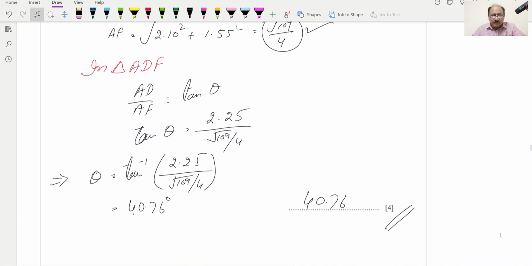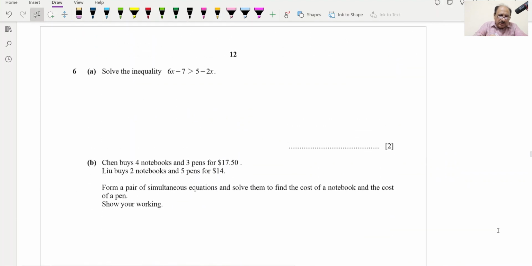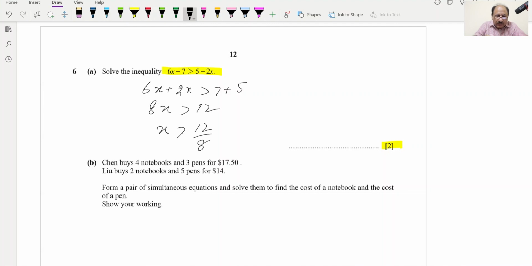Hopefully you understood this. Now question number 6, solve the inequality. Simple, straightforward 2 marks question. So we'll be shifting 2x to the other side, so 6x plus 2x is greater than minus 7. Also we can shift to the other side, so it will be 7 plus 5, so 8x is greater than 12, so x is greater than 12 over 8, which is 4 2s are 8, 4 3s are 12. So this implies x is greater than 3 by 2, or we can write x is greater than 1.5. So this is our answer.